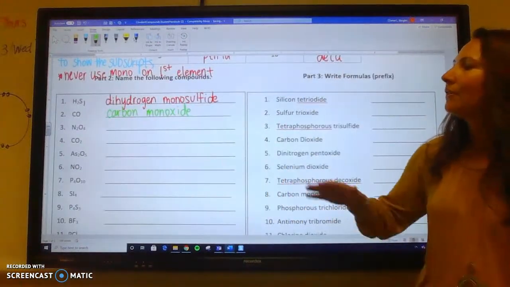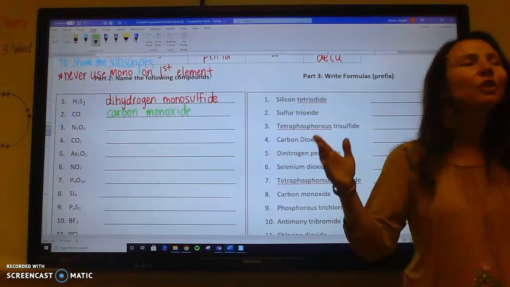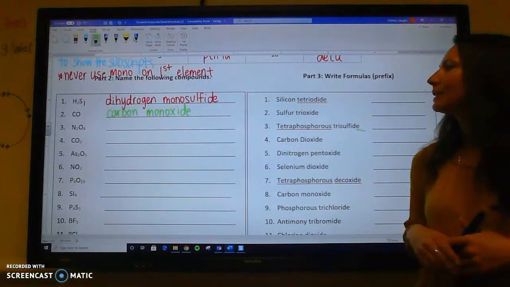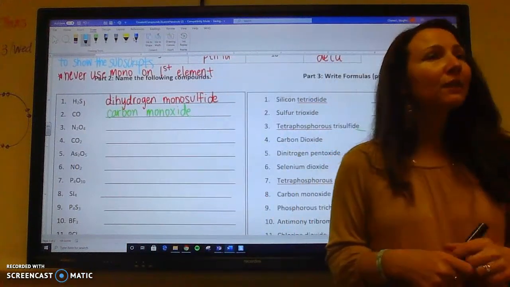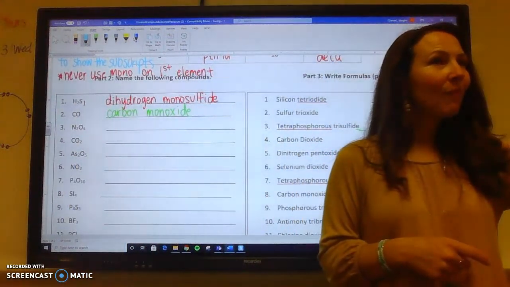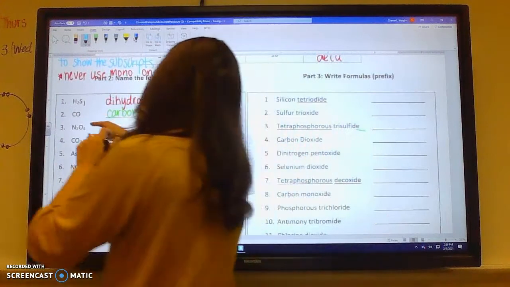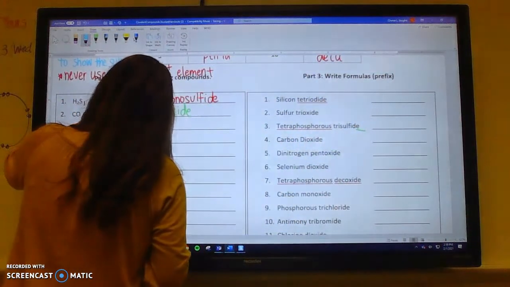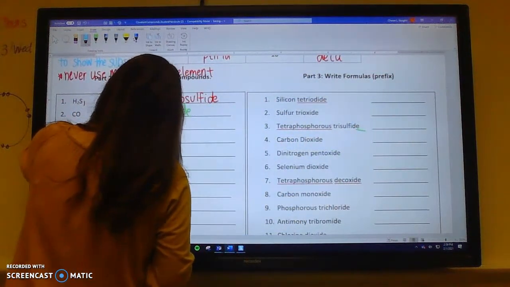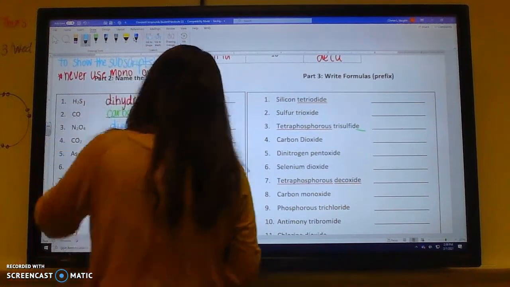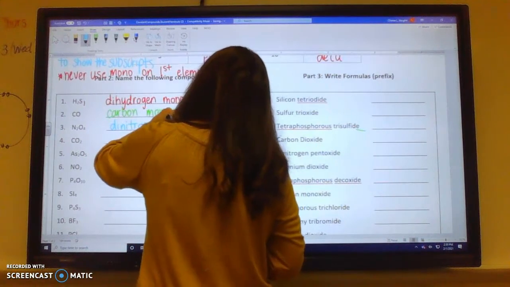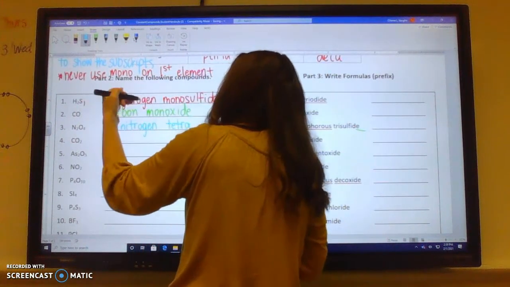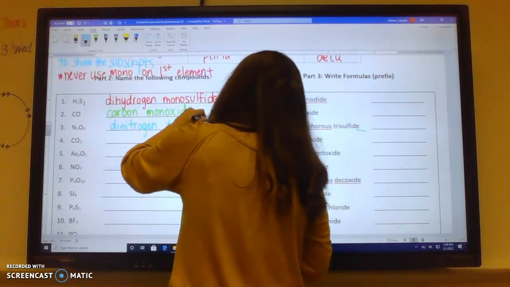Okay. So I think you can do the others, right? We'll do number 3 together, and then we'll look at this side. All right, number 3. Prefix for 2. Di, and then what's N? Nitrogen. So dinitrogen, and then 4 is tetra. O is oxygen, so it changes to ide, so oxide.